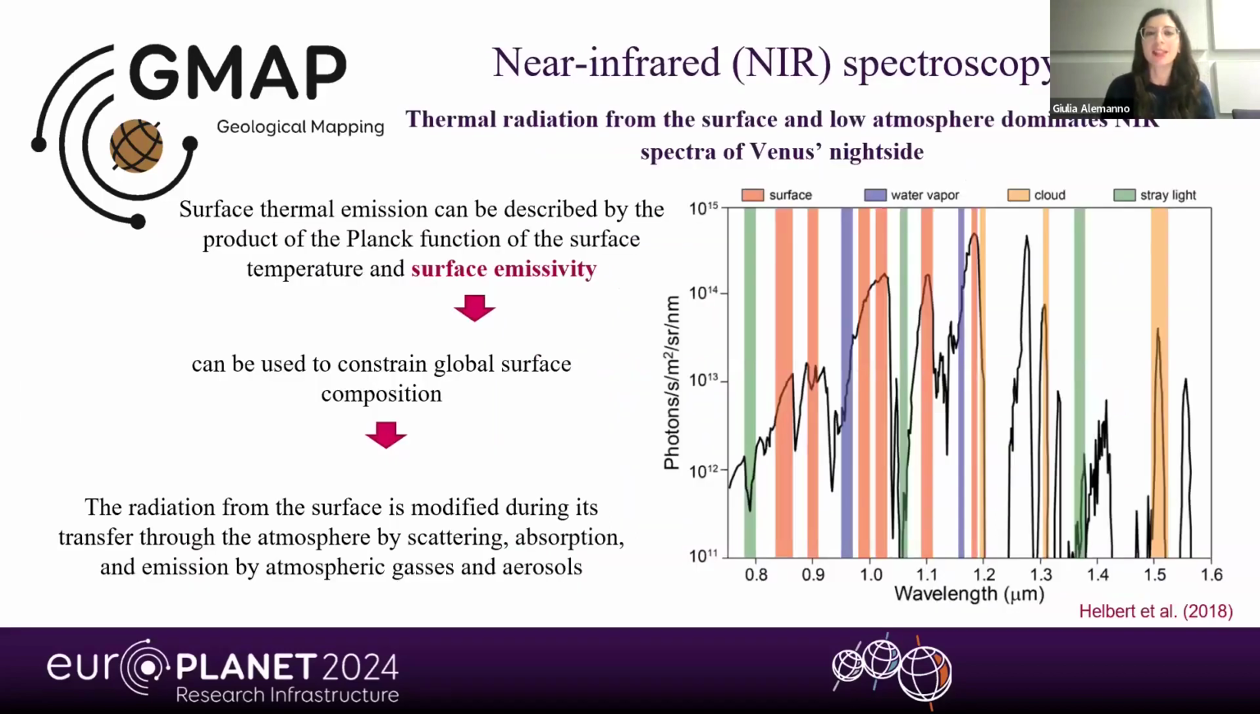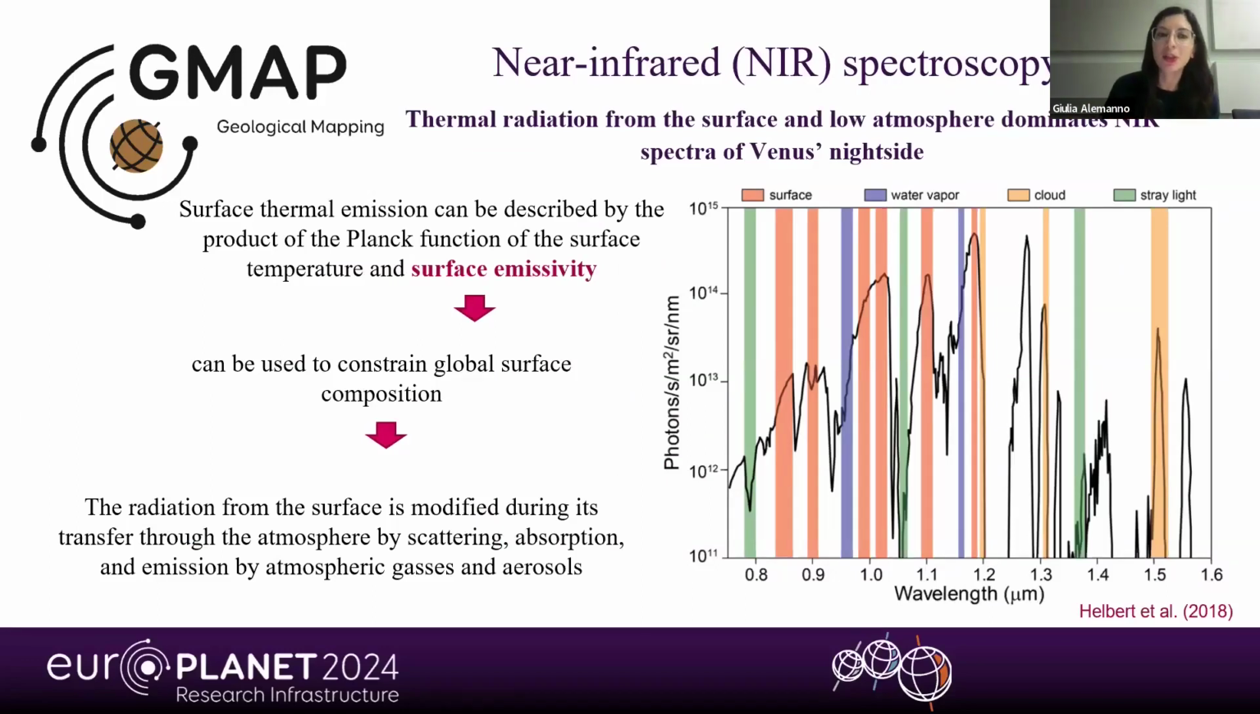So what happens is that for Venus, the thermal radiation coming from the surface and the low atmosphere dominates the near-infrared spectra of Venus on the night side. Why on the night side? Because during the day side of Venus, we have so much reflected light from the clouds and the atmosphere that we cannot get the signal coming from the surface. But if you observe during the night side, then the surface thermal emission can be detected.